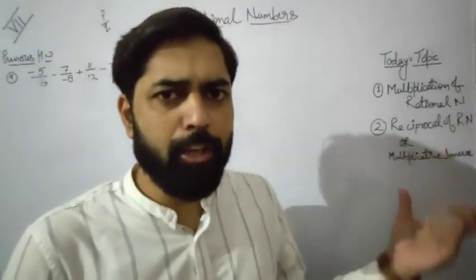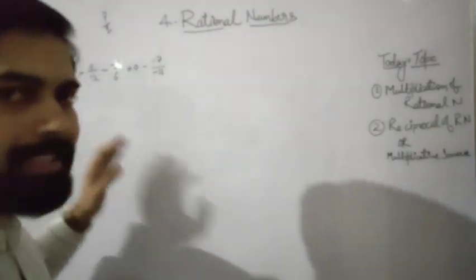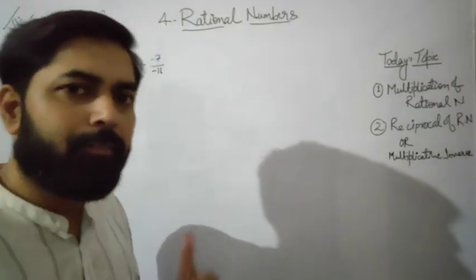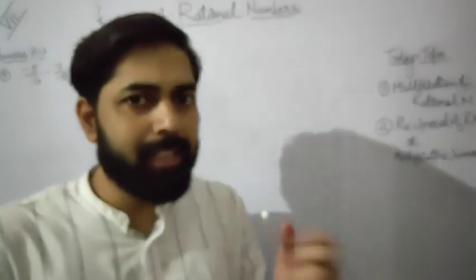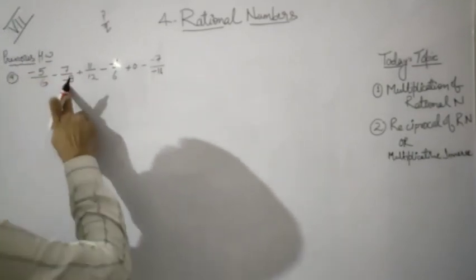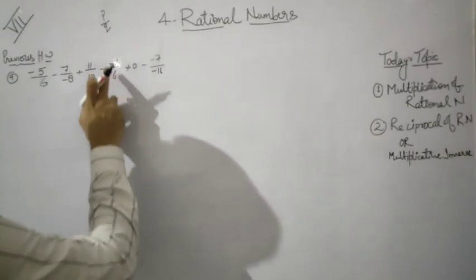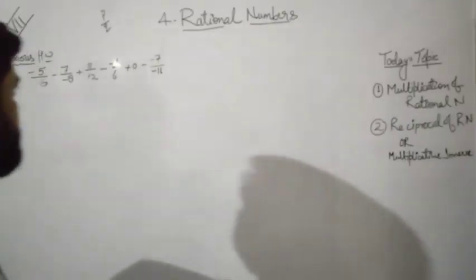Before today's topic, firstly I will explain one question of exercise 4B, which was last homework. Question number 9, I will solve here. So look here. The question is: minus 5 upon 6, minus 7 upon minus 8, 11 upon 12, minus 1 upon 6, plus 0, minus 7 upon minus 16.